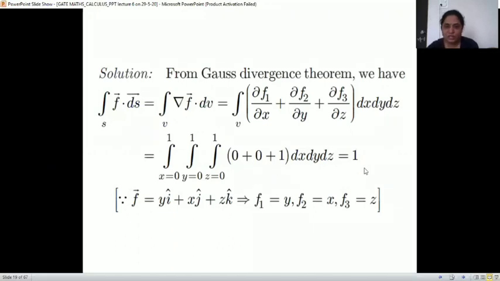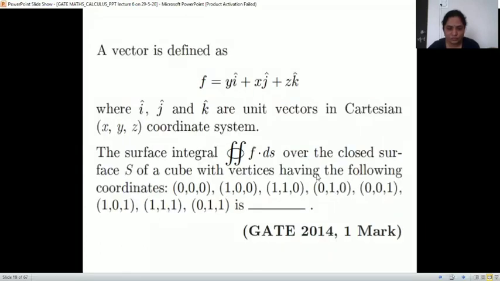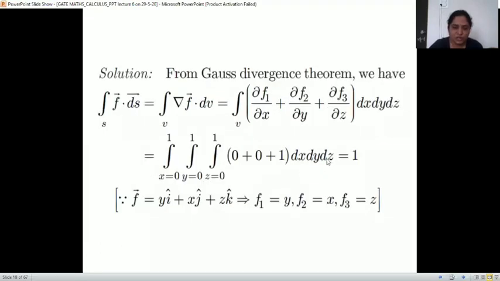Right? So 1, that is volume of a cube. Integration dx dy dz, and we know the limit, so we can find it. First we'll find integration dx with respect to x, limits are 0 to 1, so it is x from 0 to 1, that is 1. Similarly we'll solve everything, so we get 1 into 1 into 1, that is 1. So your final answer will be 1.